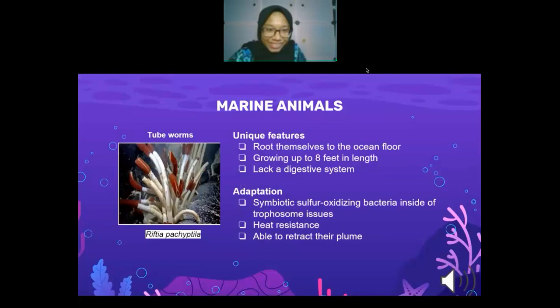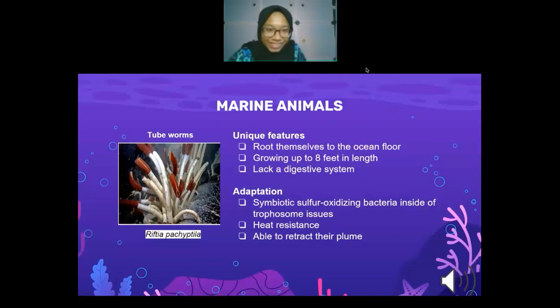Furthermore, giant tube worms, Riftia pachyptila, can also be found. Giant tube worms can reach 8 feet in length and 1.6 inches in diameter. They have a soft, colorless body hidden inside a hard tube made of chitin. They also do not have eyes, a mouth, or a stomach. Three adaptations of Riftia pachyptila are the ability to retract their plume, chemosynthesis, and heat resistance.